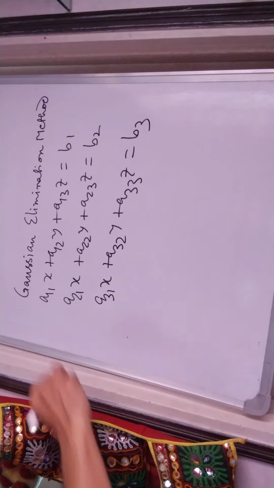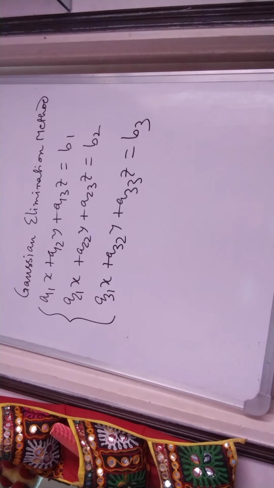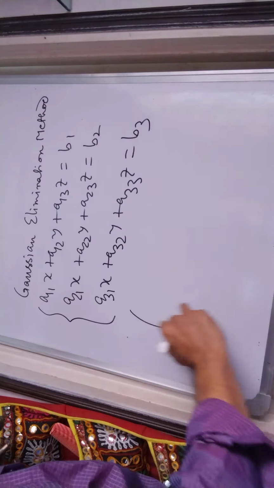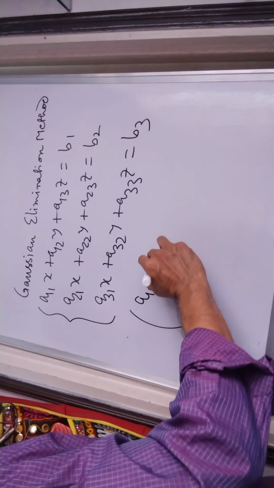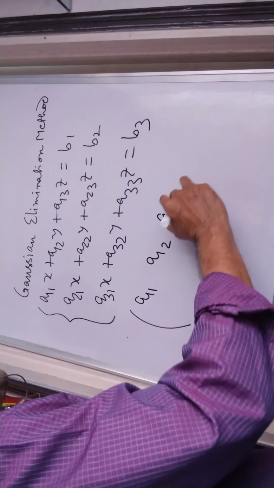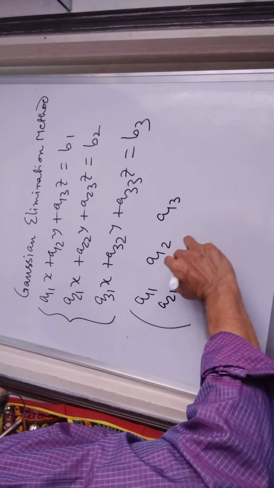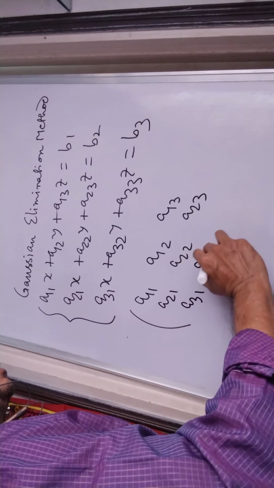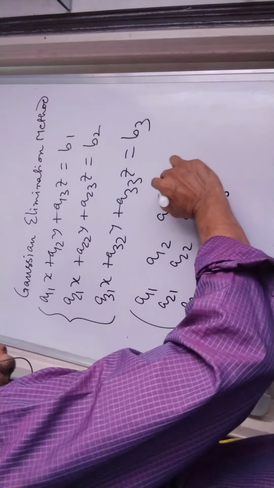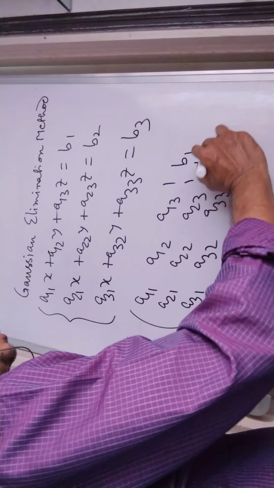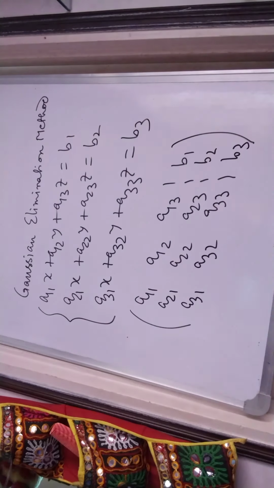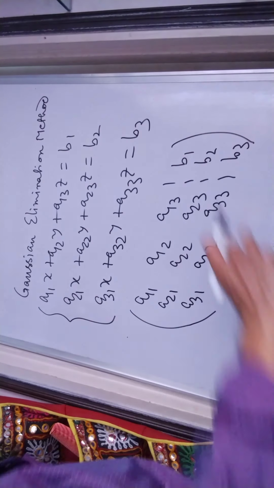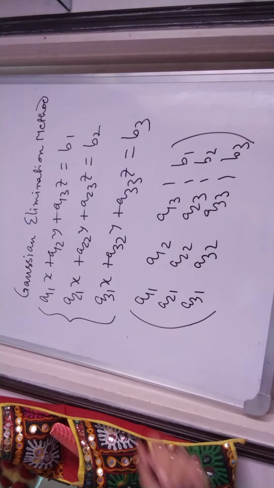Now these three equations in three unknowns, since they are linear, may be represented simply by the augmented matrix like this. So we will work with this augmented matrix only, and we will assume whatever the dummy variables are, we are going to solve for them.